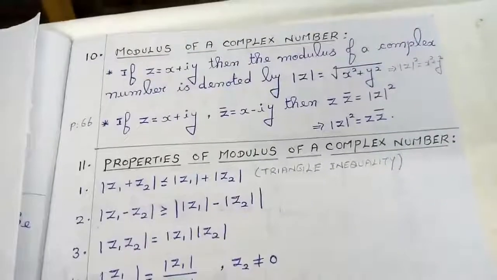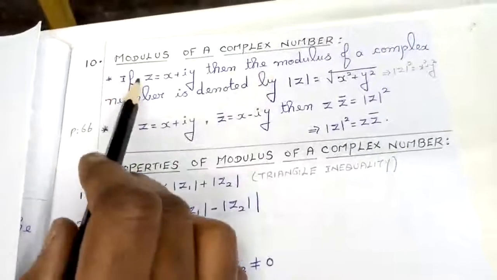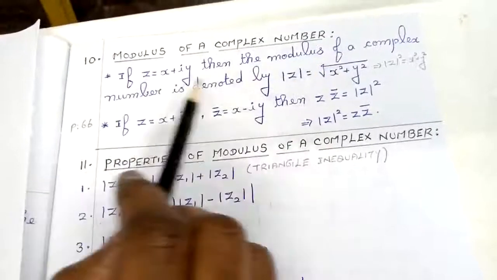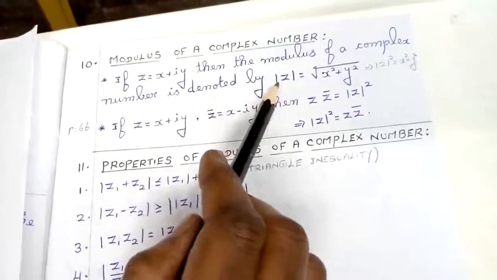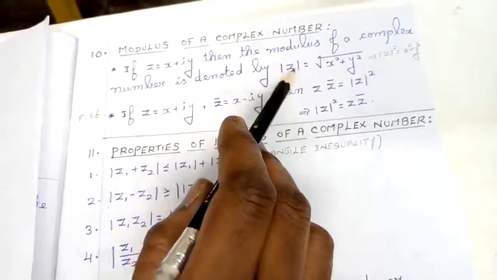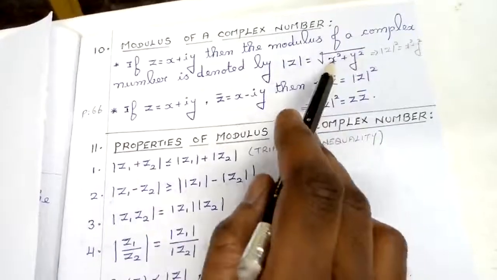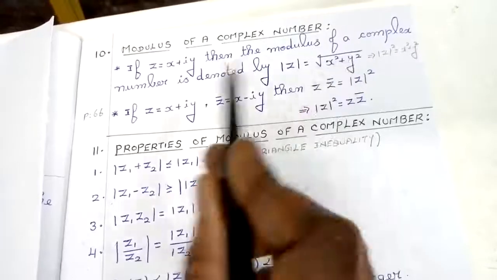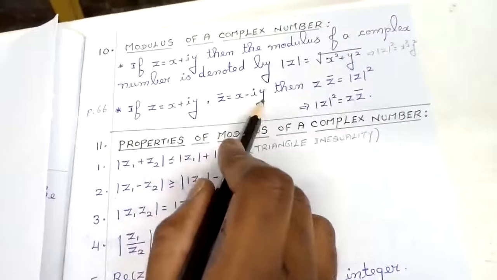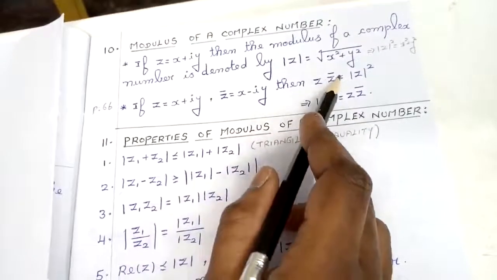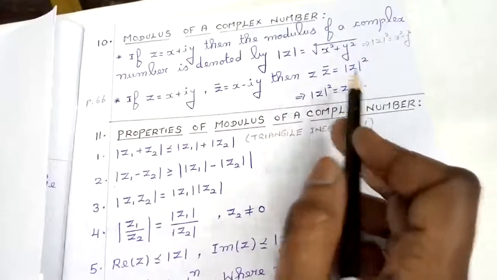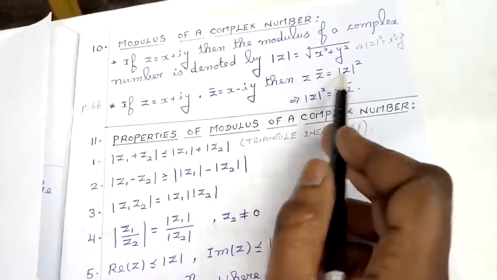Question number 10, modulus of a complex number. If z equal to x plus iy, then the modulus of a complex number is denoted by this symbol, students, these two lines are known as the modulus sign. Modulus of z equal to root of x square plus y square. So that is the meaning. If z equal to x plus iy and z conjugate is x minus iy, then z into z bar is equal to modulus of z the whole square. That is just the property they are explaining here. They are linking the conjugate and modulus concepts in this place.